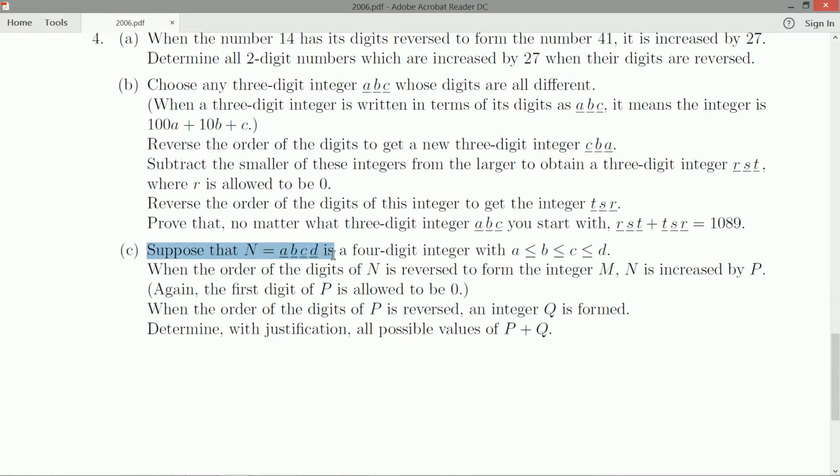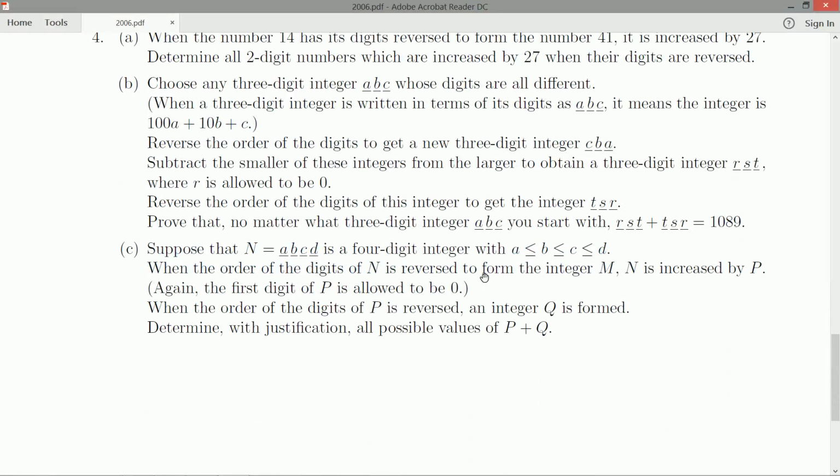So we've got C. Suppose that n equals a, b, c, d. We've got a 4-digit integer, and we know that a is less than b is less than c is less than d. I bet we're going to reverse digits again. When the order of the digits of n is reversed to form the integer m, n is increased by p. Again, the first digit of p is allowed to be 0. Okay, so the amount we increase can be 0. Okay, that's fine. In fact, if a is equal to b is equal to c is equal to d, then p will just be 0. Anyway, when the order of the digits of p is reversed, an integer q is formed. Determine with justification all possible values of p plus q.